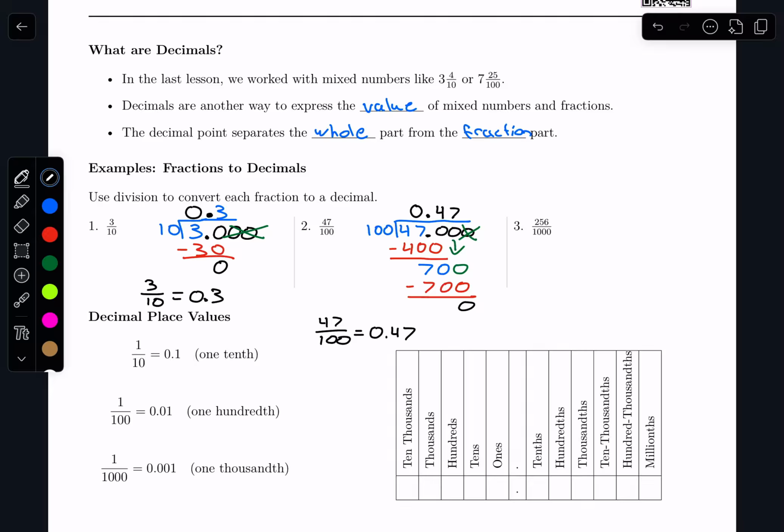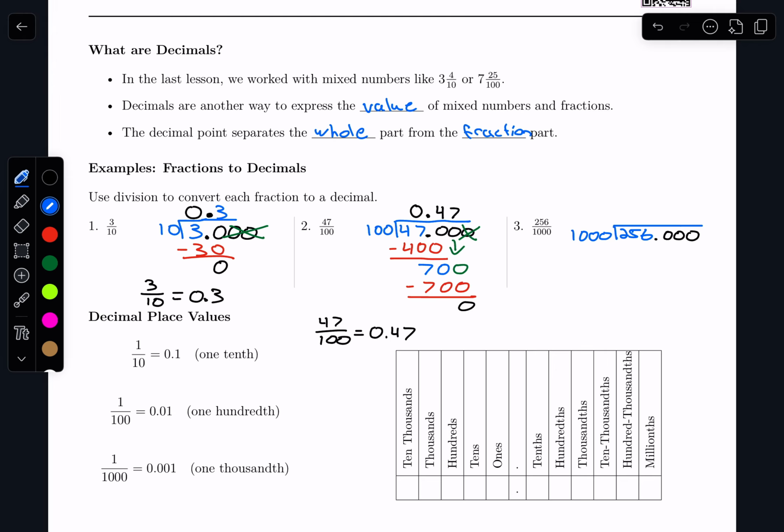All right, one more. We're going to do 256 divided by 1,000. So I'm going to set it up exactly the same. 1,000 on the outside, 256 on the inside of the box. And since 256 is smaller than 1,000, I'm going to once again add a few extra zeros. That way I have place values to work with.